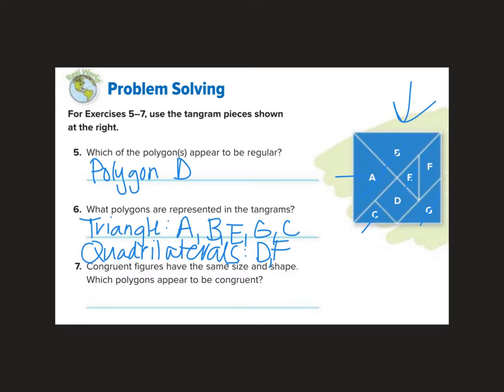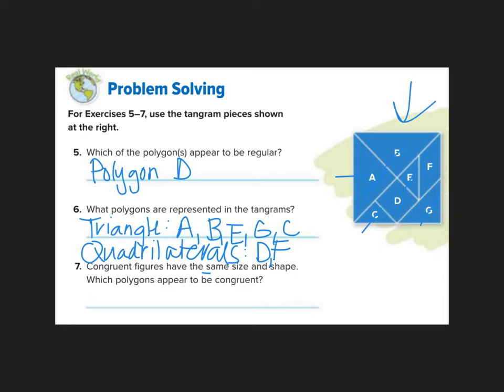Okay, I know you're probably going to be like, oh, Miss Hamer, D is a square, F is a parallelogram. We're not there yet. Currently, we're just looking at them as a polygon. Okay, so which ones have 3, 4, 5, and 6? Okay, let's look at the number 7.